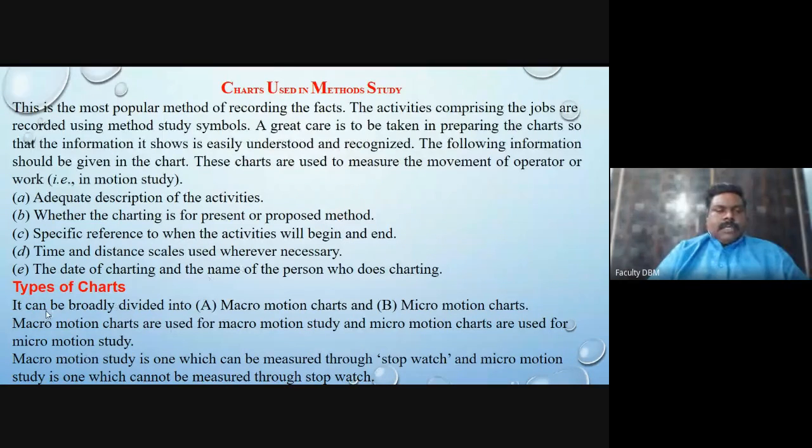So types of charts, it's broadly divided into macro and micro. Macro motion study is one which is measured through a stopwatch. Using the stopwatch, we see within which time what is done. Micro motion study is one which cannot be measured through the stopwatch. So micro-level works are very difficult to record. For that reason, we have different types of charts.